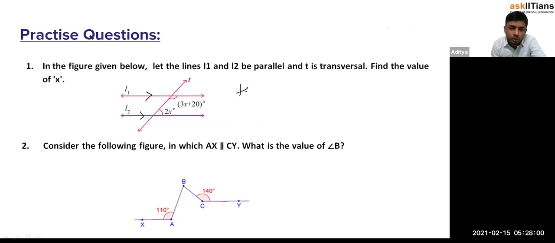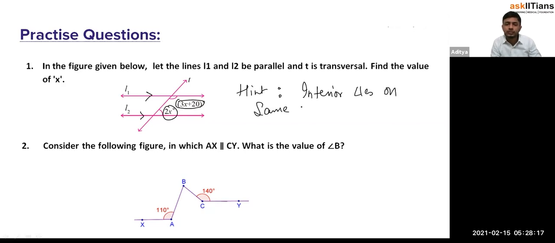So I will just give you a hint here. What kind of angles are they? What pairs of angles are they? Hint: they are actually interior angles on the same side of the transversal. So now think about it and tell me, whenever there are interior angles on the same side of the transversal, what was the theorem that we learned? Recall that and try to solve it.